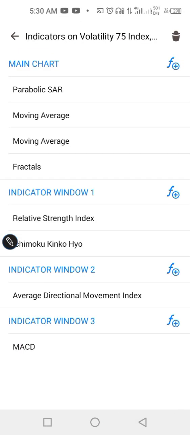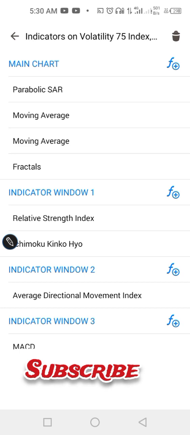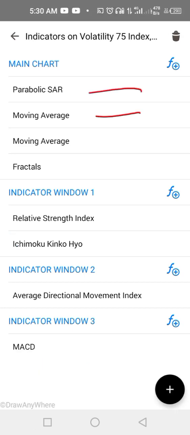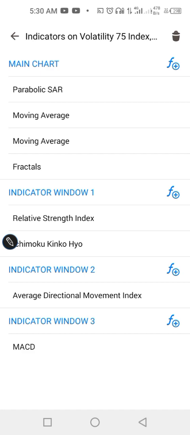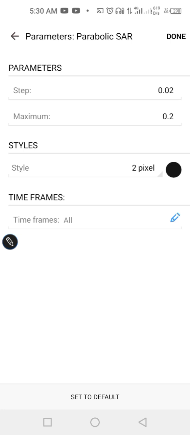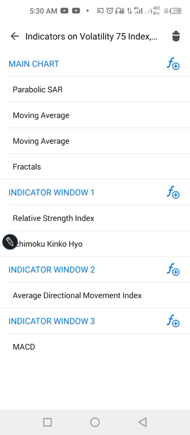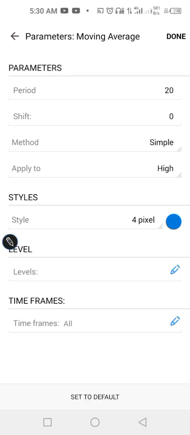Okay. In our main chart, let's start with the first one. We have our parabolic SAR, that's 0.02, 0.2. Okay, we have our moving average. The period is 20, the shift 0, method simple, apply to high, style 4 pixel, and the color blue. You can choose the color of your choice.